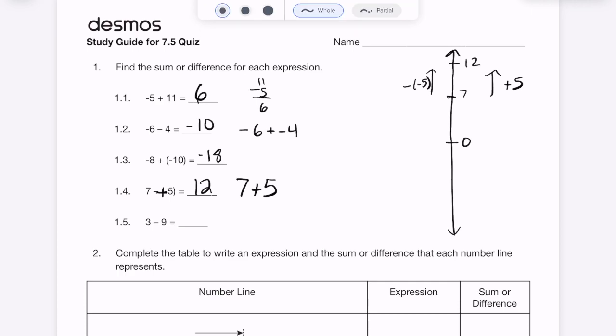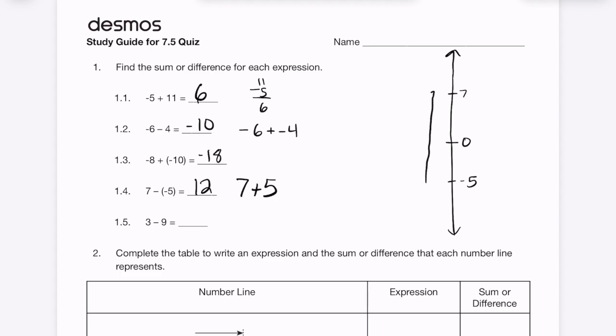The other way we could model that with a number line is we can think of subtraction as the distance between the two numbers. So we have a number at 7, and we have negative 5. 7 minus negative 5 means, how do I get from negative 5 to 7? And that's going to be by adding 12. Because you go up 5 to get from negative 5 to 0, and then you go up 7 to get from 0 to 7. So in total, you're going up 12.